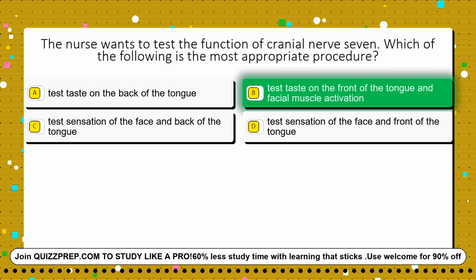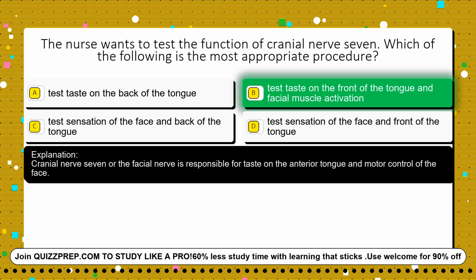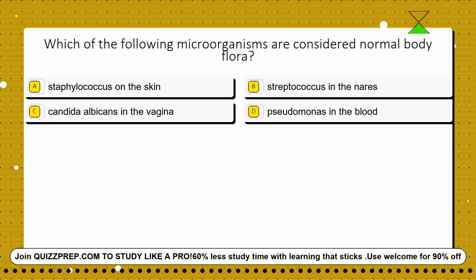The correct answer is option B, test taste on the front of the tongue and facial muscle activation. Cranial nerve 7 or the facial nerve is responsible for taste on the anterior tongue and motor control of the face.